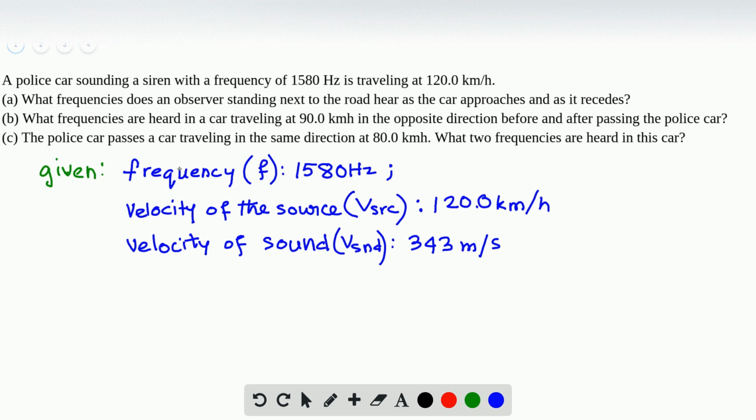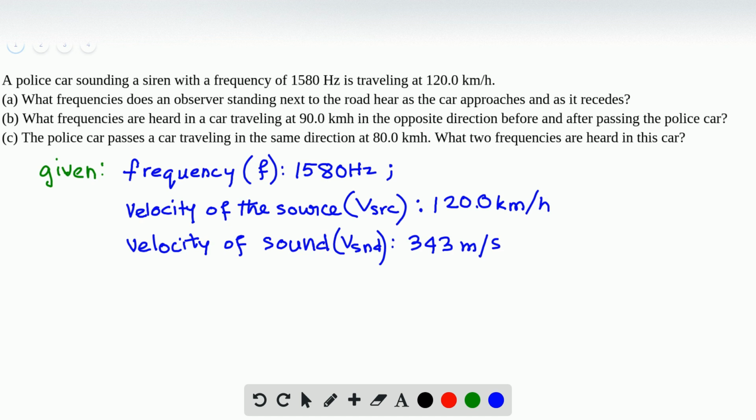Okay, so we have a police car sounding a siren with a frequency of 1580 hertz, and the speed of the police car is 120 kilometers per hour. Now we have a stationary observer standing next to a road. We have to find out, when the car approaches or recedes, what frequency does the observer experience.